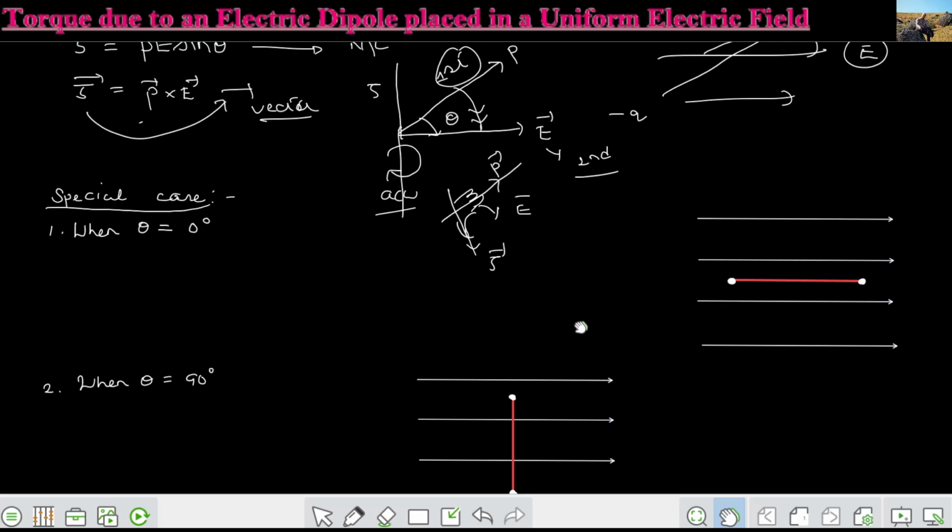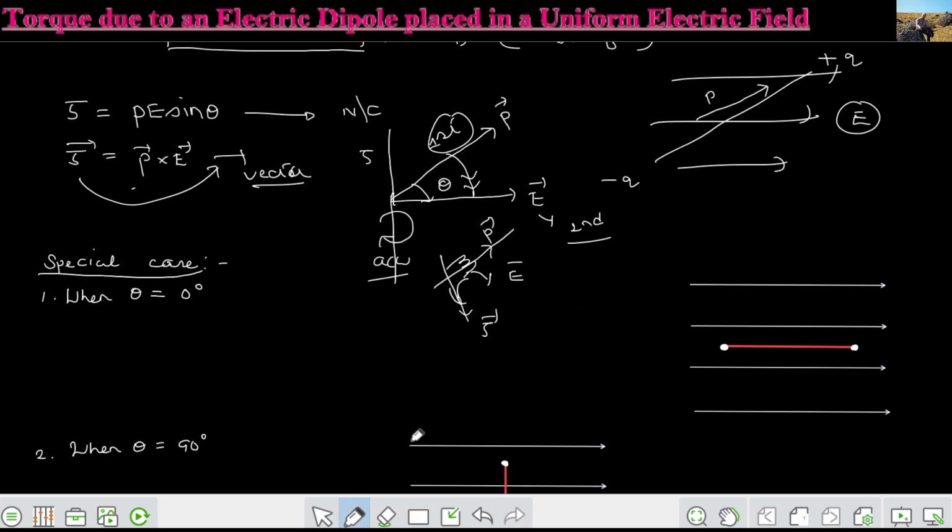How is it possible that theta will be equal to 0? Theta will be equal to 0 provided this vector p falls very close to the electric field vector. So how is that possible? From here we know that if this is charge minus q and this is charge plus q, the electric dipole moment will be in the direction from minus to plus, and all these curves will represent the direction of E.